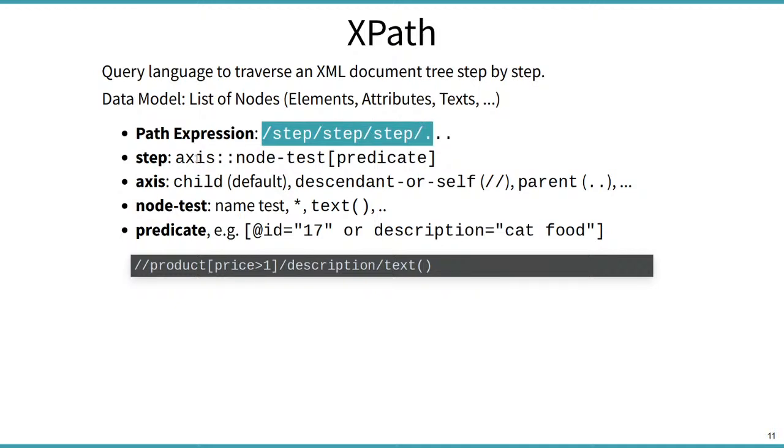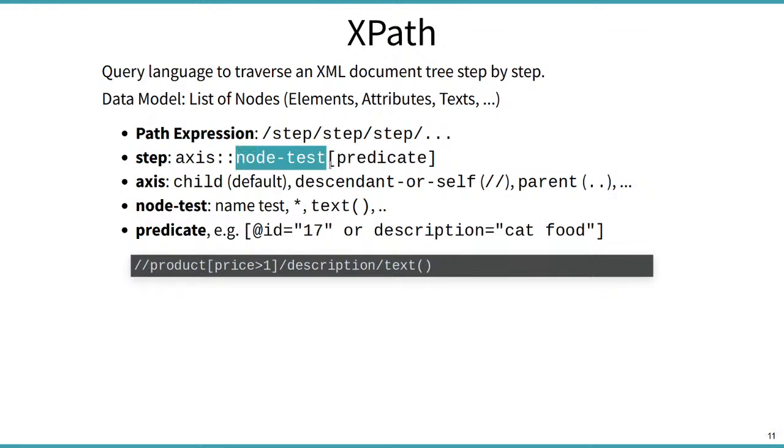But you can also traverse in a different direction. The axis defines the direction of traversal, and the default direction is child. So you go into a child, and then you test that child if it has a given name. So you go into this child. Does it have the name description? Yes. Then you go into the next child, and here you don't test for a name, but for a type test. So is it a text? And if yes, then this is the result.